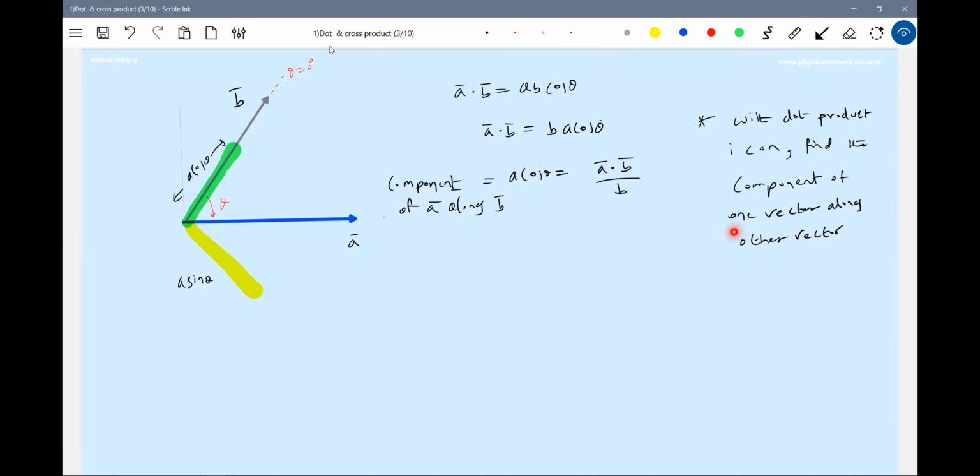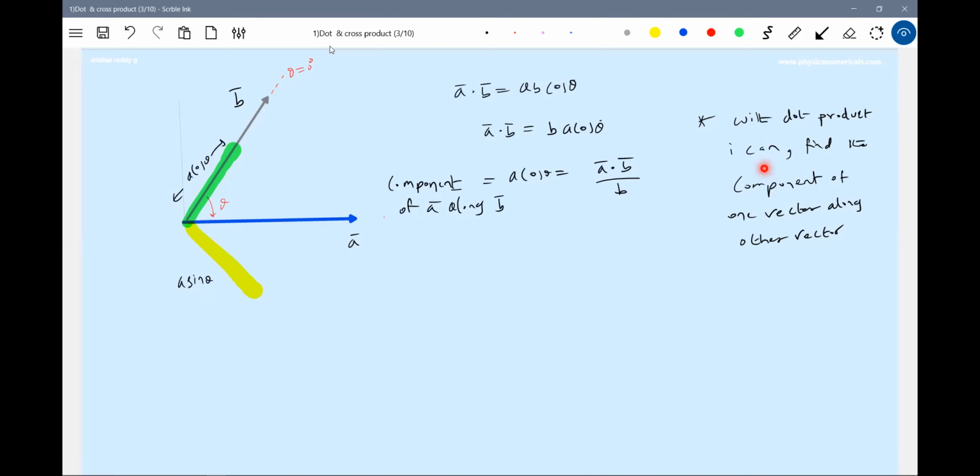Hope everyone is able to follow. So what is A cos theta? Component of A bar along B bar. What is A sin theta? Component of A bar perpendicular to B bar, which I'm not much interested in for the time being. We can find out that also, since we know A cos theta. Later in the numericals, I'll focus on that.